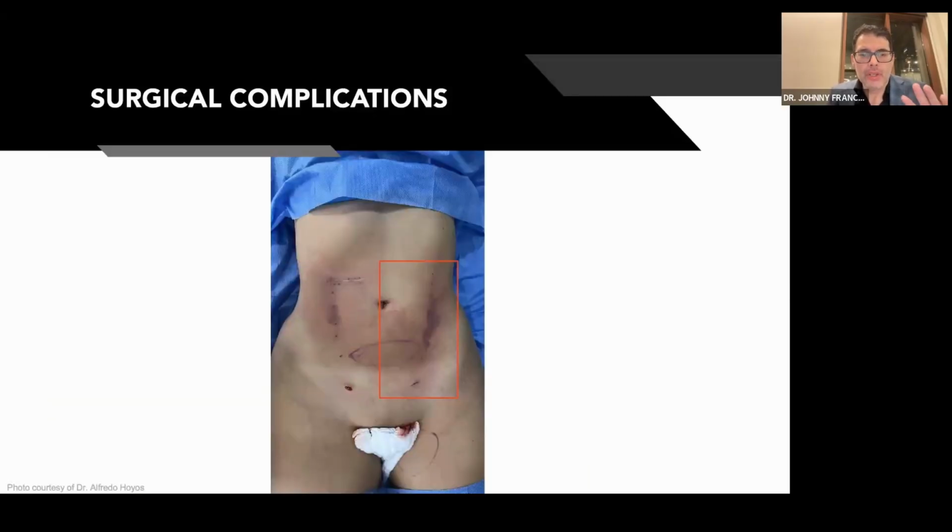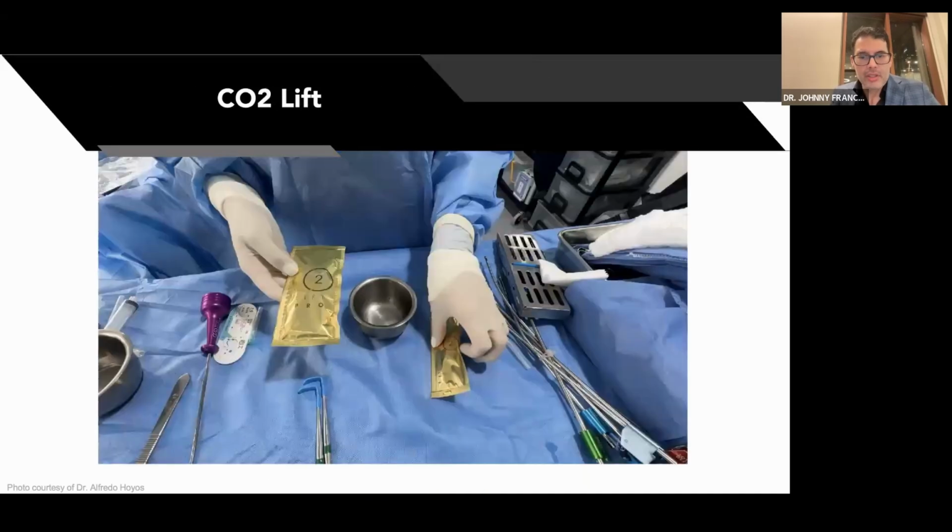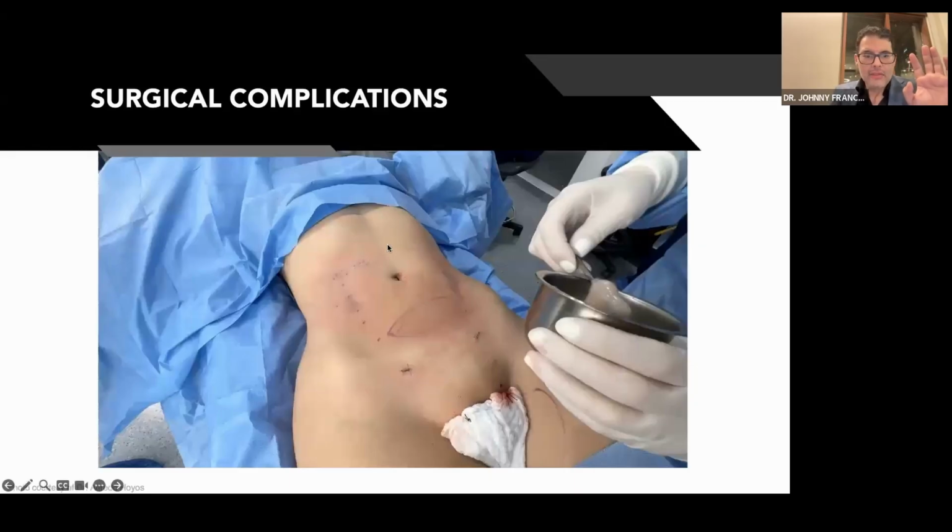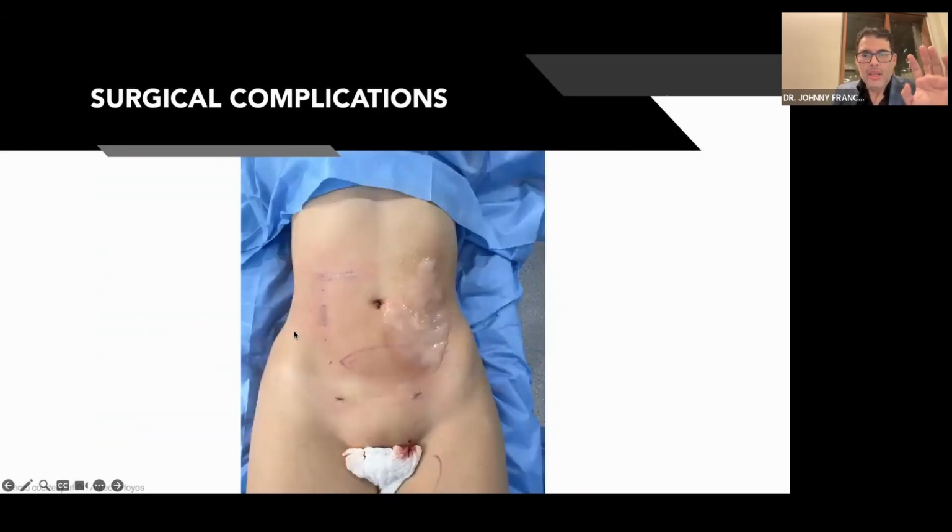This is one of Dr. Hoya's pictures that he was kind enough to share. You can see same thing, right in that line where you're trying to get that nice definition. Got a lot of bruising, just really a lot of pressure on the skin. Same thing, he's mixing up his packets, everything to get set. And then this is what I'm talking about.